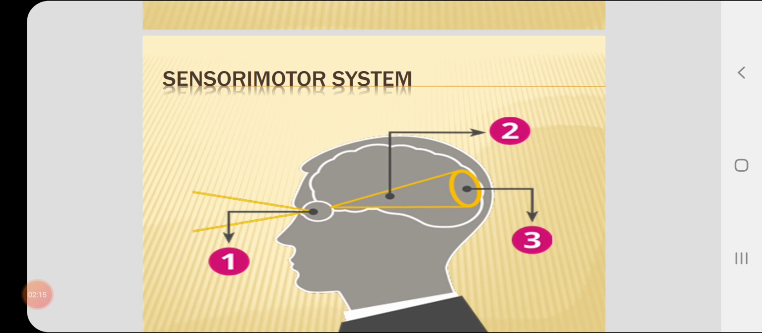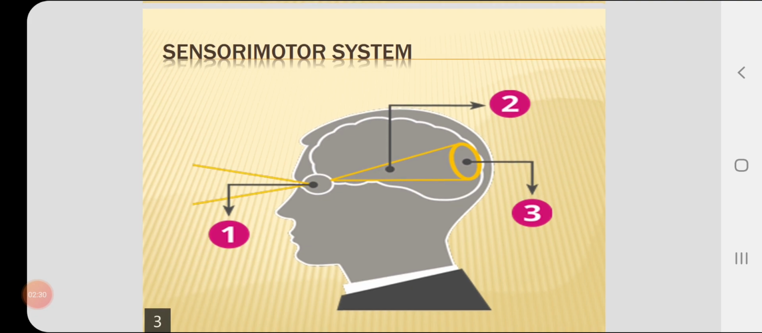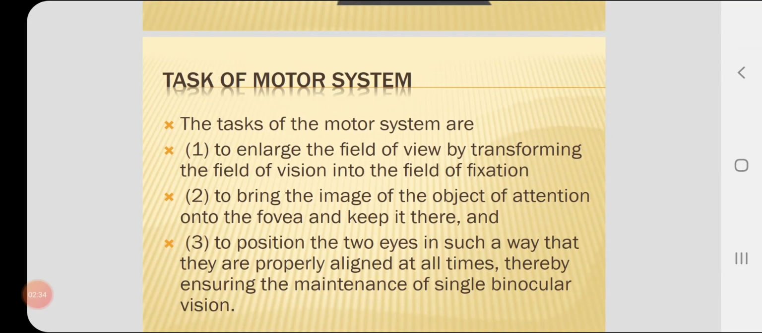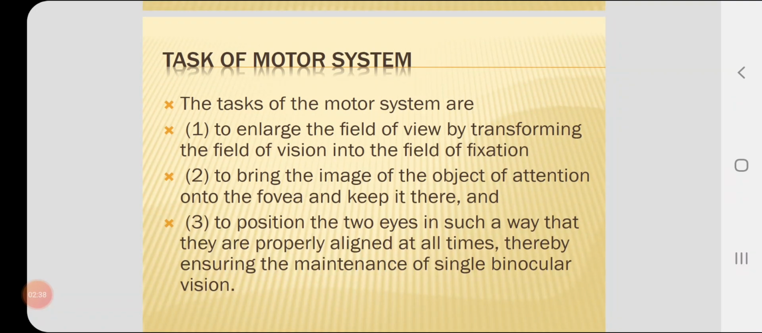The rays of light from the objects fall on the retina. Then by the visual pathway it reaches the brain, and then we perceive the image. So this is fully a sensory motor system. The motor system helps to enlarge the field of view by transforming the field of vision into the field of fixation. What is the field of fixation?